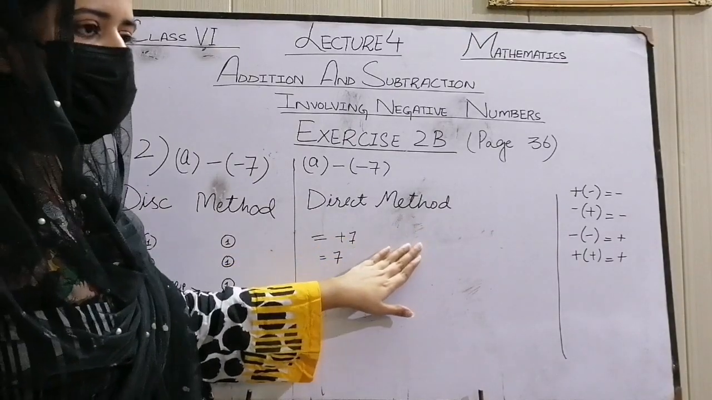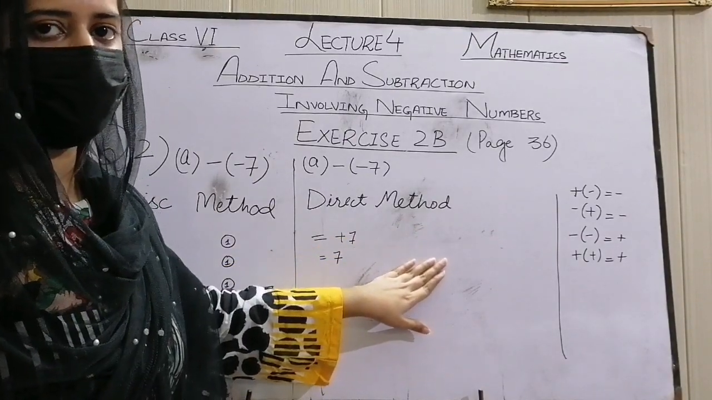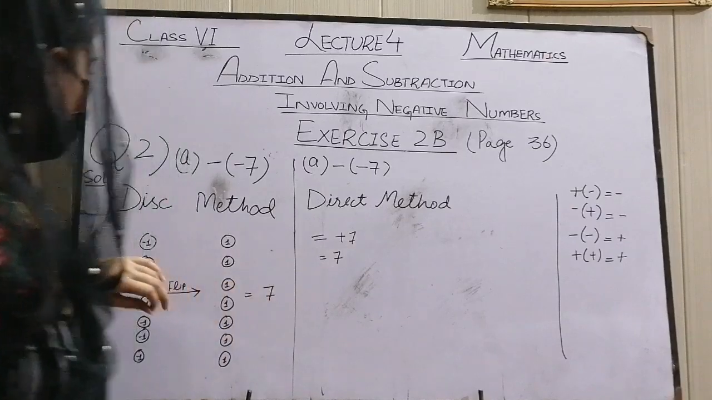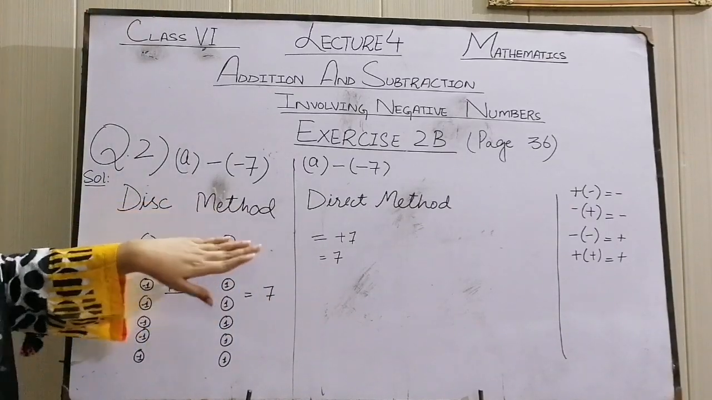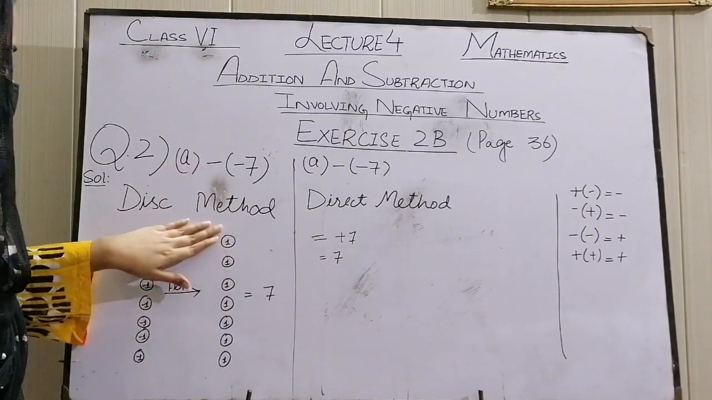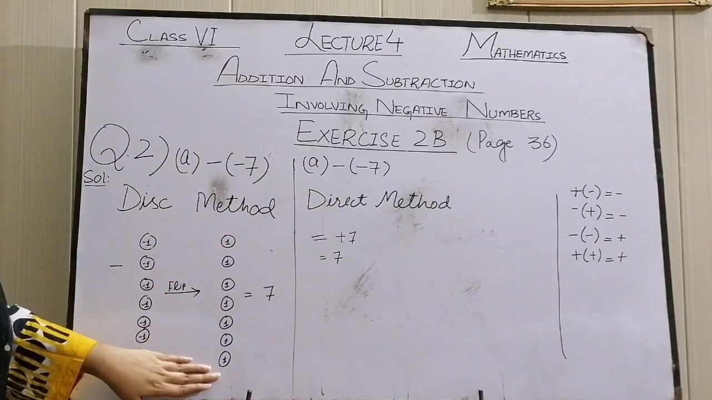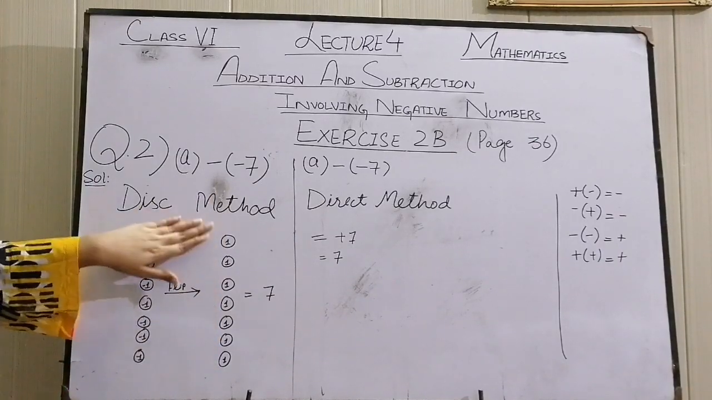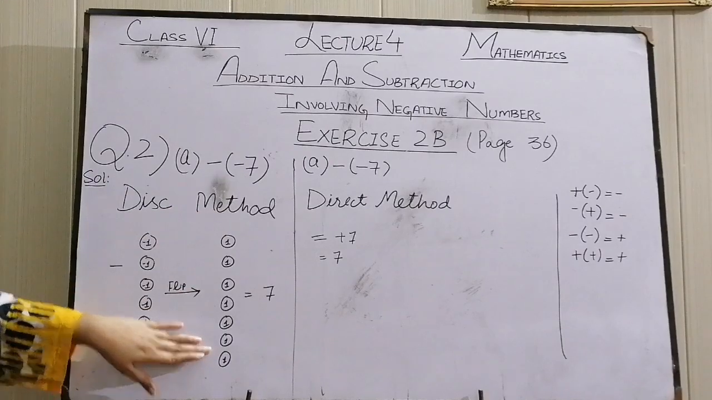You have to do the questions using direct method on your neat copies. But if you are using disk method, you have to draw the disks in rough work. You are not supposed to write the disk method on your main page.